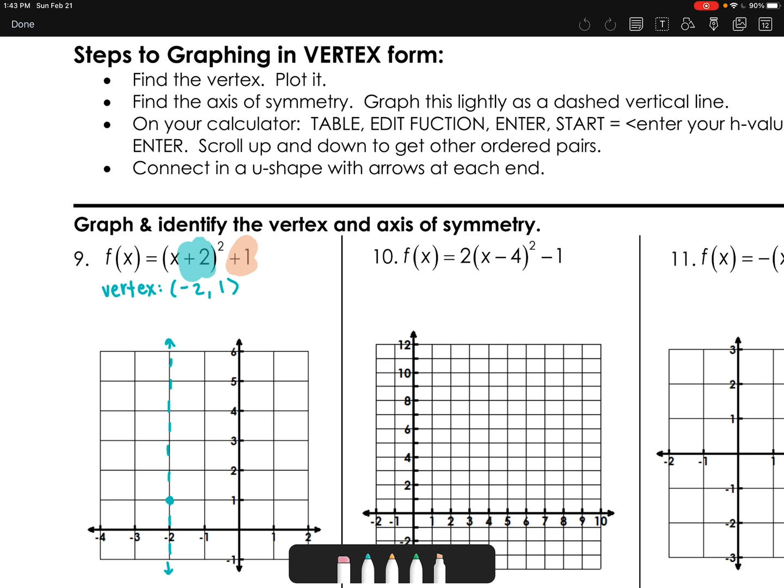And so from my vertex, I have, let's see, I have negative 3, 2 as one of my points, negative 4, 5 as one of my other points, and then I'm going to scroll down to the other side, and I have negative 1, 2, and 0, 5. And then last thing I'm going to do is connect my dots to make a U shape.